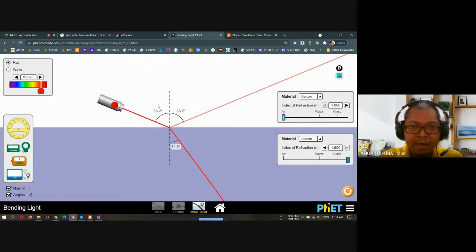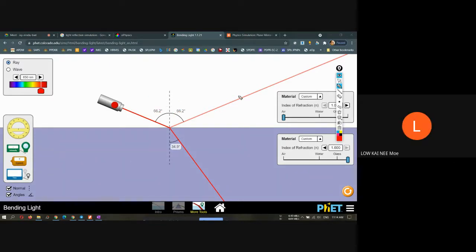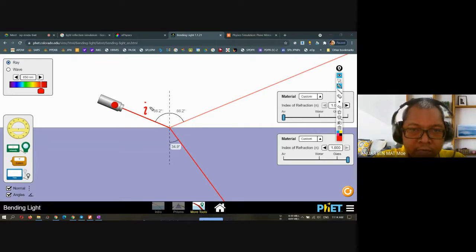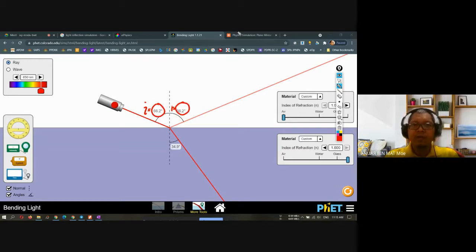Right now, how much is the incident angle? Can you see it, class? 66.2. Yes, very good. So the I over here is 66.2, so the reflection angle is also 66.2. Same. That's all for the reflection of light. I hope you can understand this. All right, next one.